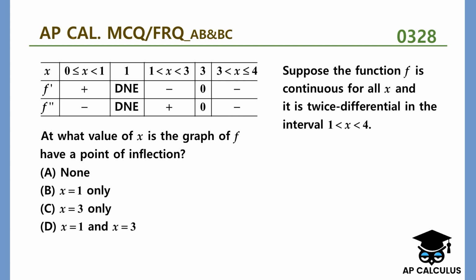Question 328. We have the same table here with the f prime and f double prime. The question is, at what value of x is the graph of f have a point of inflection? Okay, f has a point of inflection when the second derivative changes its sign from positive to negative or negative to positive, right? So f double prime changes its sign from negative to positive at x equal 1. So we do have a point of inflection at x equal 1, right?